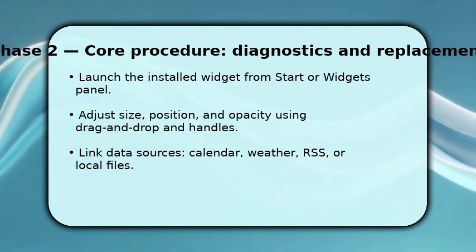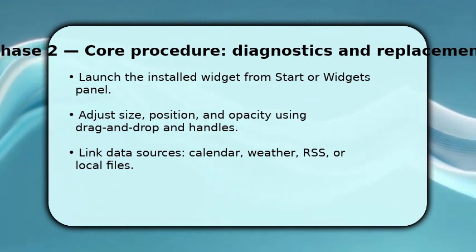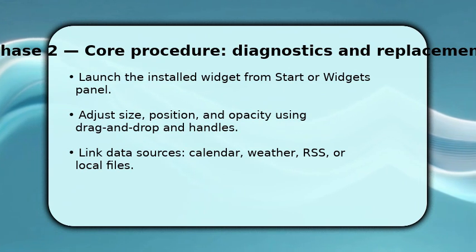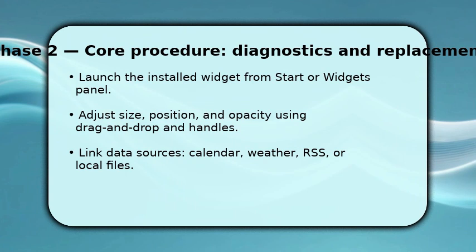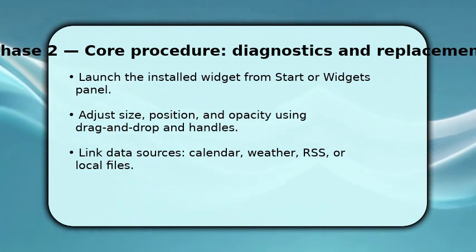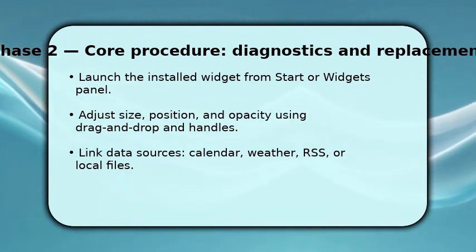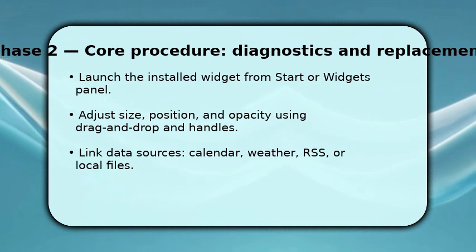Next, connect any data source. Link your calendar, weather feed, or an RSS URL so the content updates live. Once linked, tweak refresh intervals and display options. Shorter intervals show fresher data but use more resources. Make sure to save or apply settings before moving on.